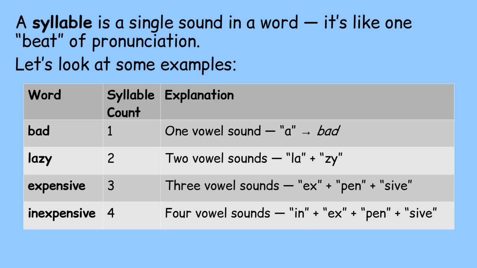A syllable is a single sound in a word. It's like one beat of pronunciation. Let's look at some examples. Bad, one syllable. Lazy, two syllables. Expensive, three syllables. Inexpensive, four syllables.